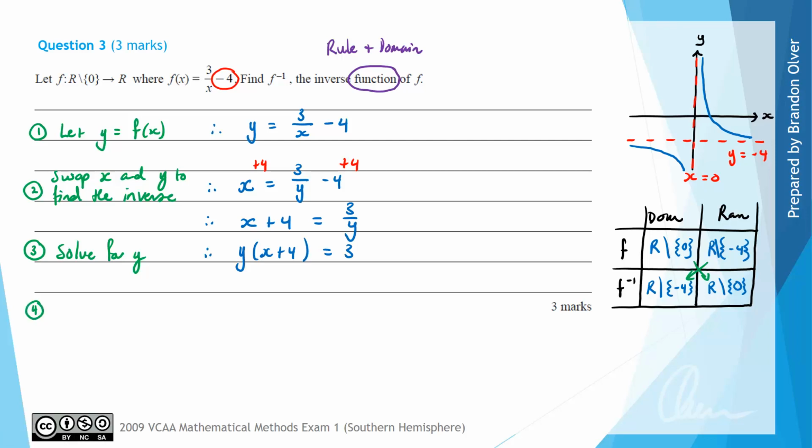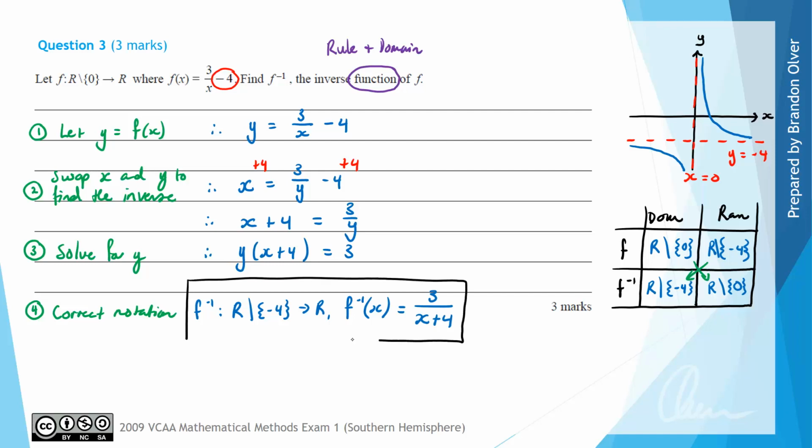And as part of step 4, we're also going to use the correct notation. So we can say that the inverse function is such that reals excluding -4 maps to the real number system, where f -1 of x is equal to, and dividing both sides of the equation above by x plus 4 would give y by itself, so f inverse of x would equal 3 divided by x plus 4. So that is the rule and domain for the inverse function of f, which we were asked to find in this question.